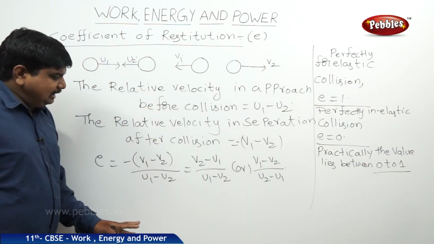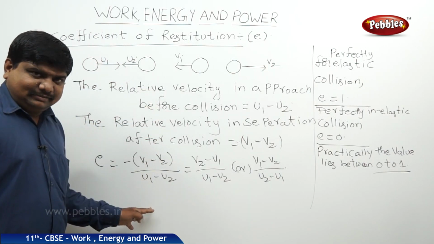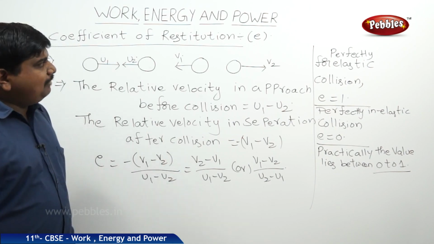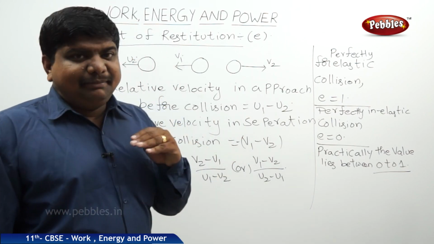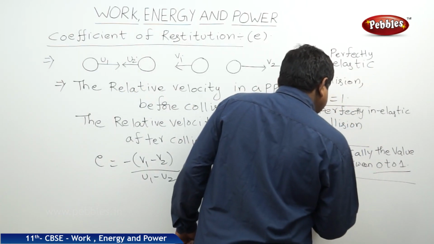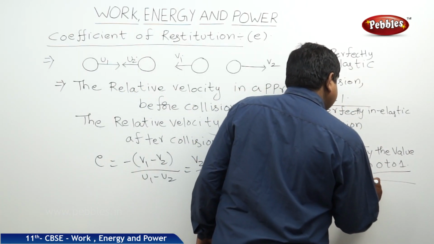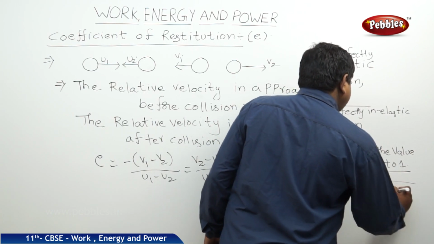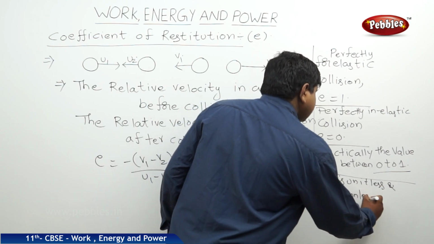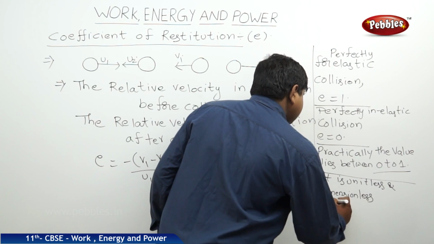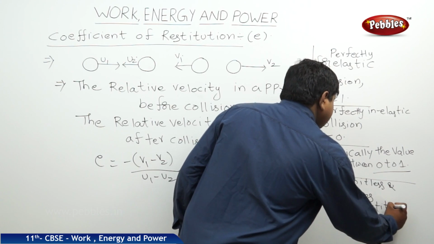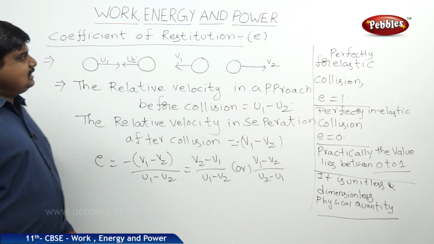If you say this physical quantity, it is the ratio between the velocities, meaning along with the magnitudes, the units also get cancelled. That's why the coefficient of restitution is a dimensionless and unitless physical quantity. So it is unitless and dimensionless. So like this, we can understand this concept.